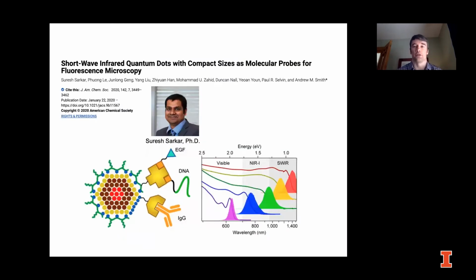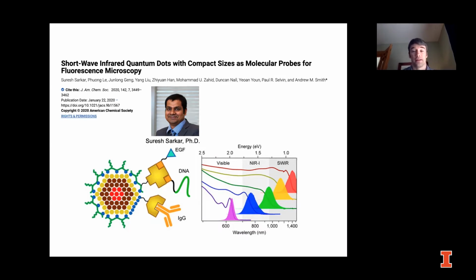So I'm going to take you through a few papers that we published in the last few years that relate to the photophysical design principles and physicochemical design principles and how they interrelate with each other. This first one was published earlier this year in the Journal of the American Chemical Society. This is on making quantum dots that absorb and emit light in the shortwave infrared.